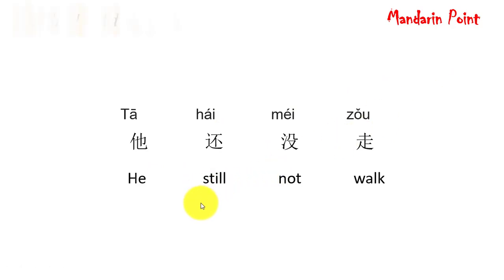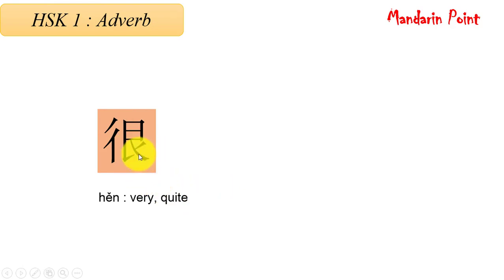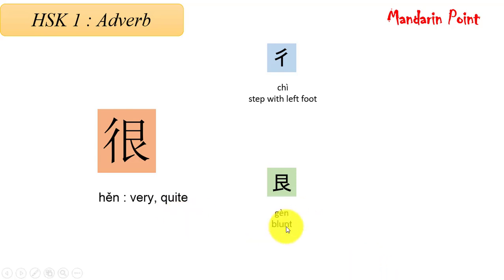The next adverb is 很 meaning very or quite. Let's decompose it. On the left side we have this chi, which denotes the step with the left foot. On the right side we have this gun meaning blunt or rough. This one cannot be simplified further to any specific character. Rather it is directly derived from basic strokes. So this character is composed of this gun and this chi.